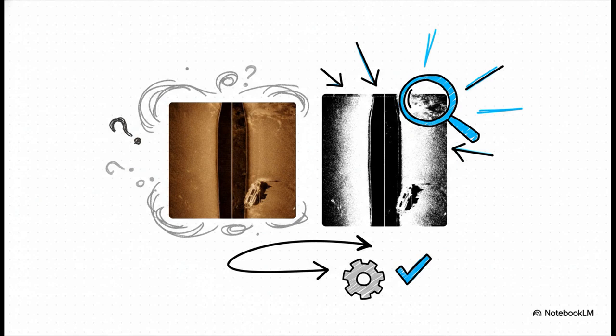On the left, you've got this murky, really low-contrast sonar image of a shipwreck. It's almost impossible to see any detail. But on the right, after applying Otsu's method, wow, the result is just crystal clear. The ship's structure is perfectly pulled out from that noisy background. It's just an incredibly powerful and completely automatic technique.